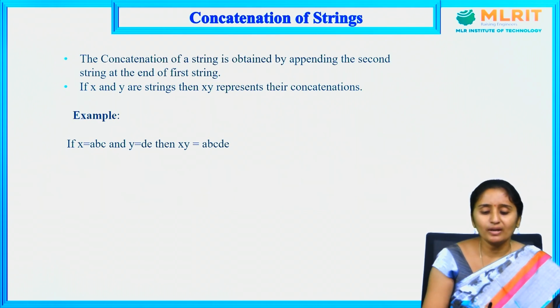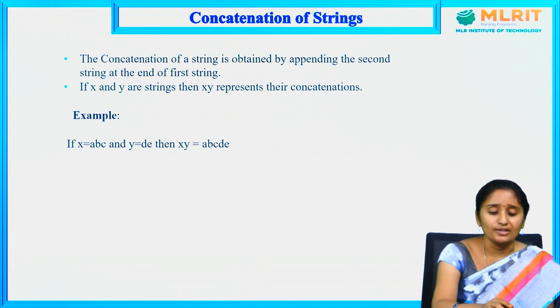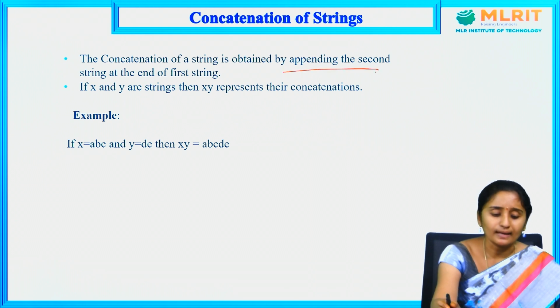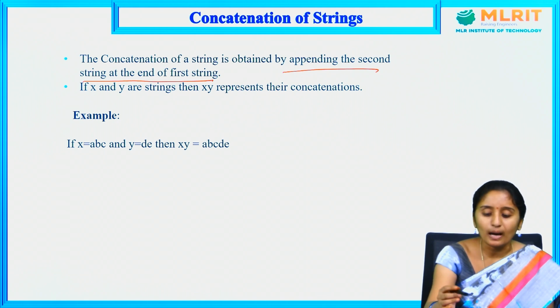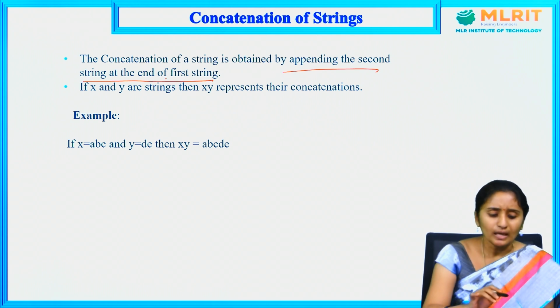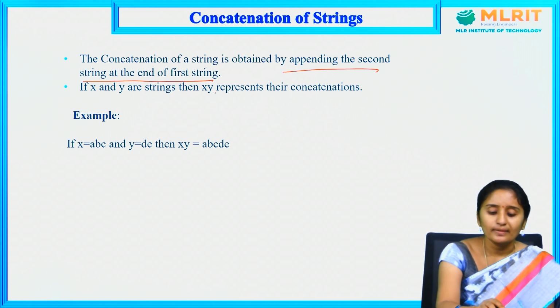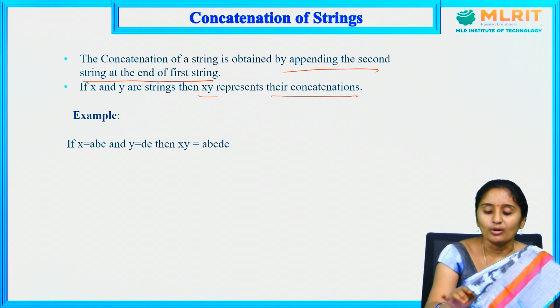The next one is concatenation of strings. Concatenation is nothing but appending the second string at the end of the first string. There are 2 strings, and we append the second string at the end of the first string. That is concatenation of strings. If X and Y are strings, then XY represents their concatenation.